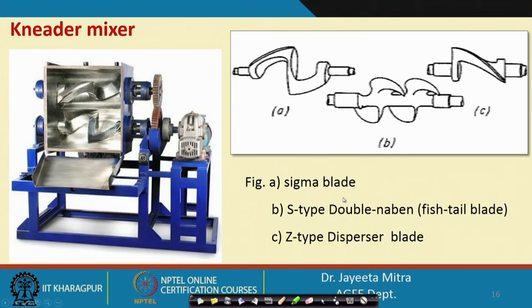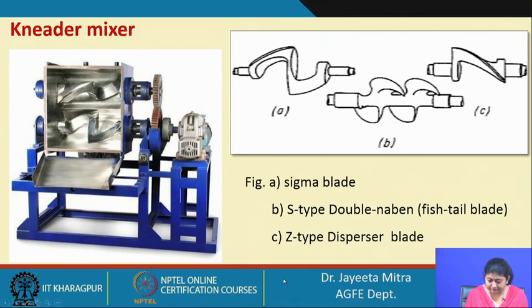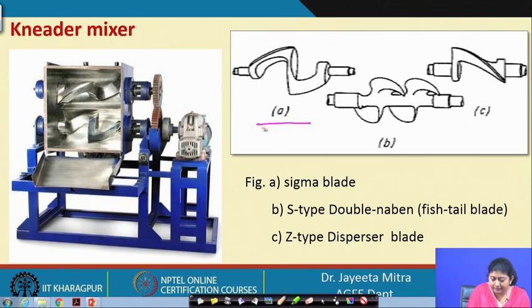As I said, the sigma blade is the first figure. This is the sigma blade, and the second one is the S type double Nabben fishtail blade, which looks like an S. This kind of double Nabben blade is there, and the other, which is used for very viscous material, is the Z type blade. Okay. In dough kneading in a farinograph, either this sigma blade or Z type blade is normally used, and here is also one kneader mixture.